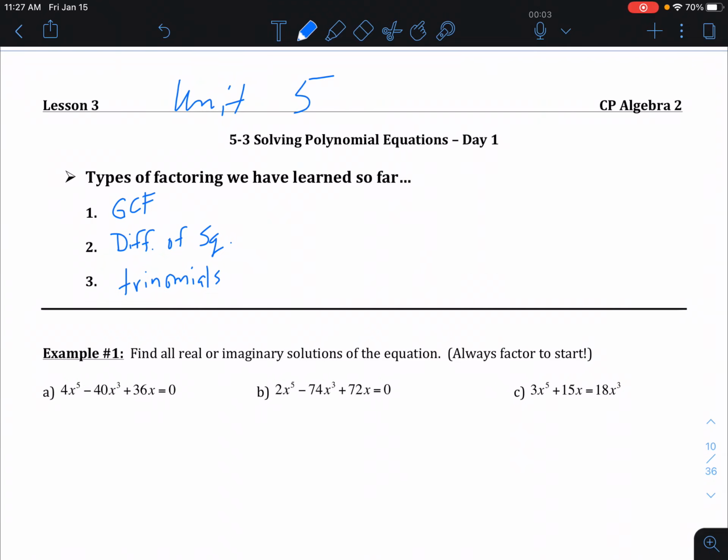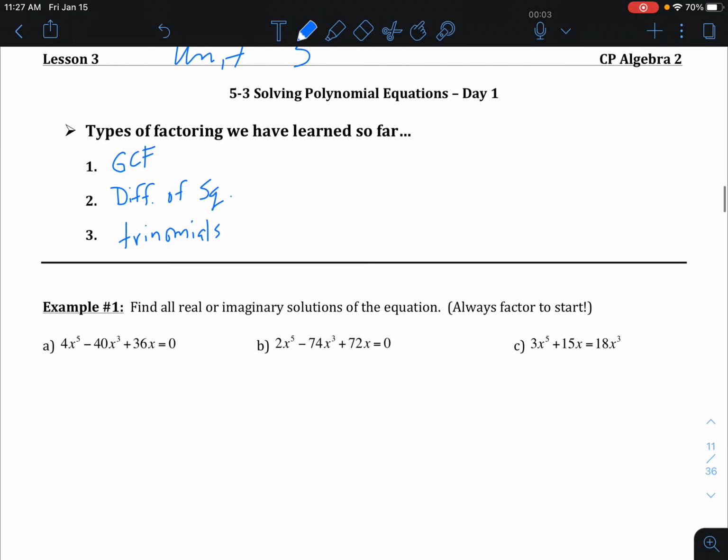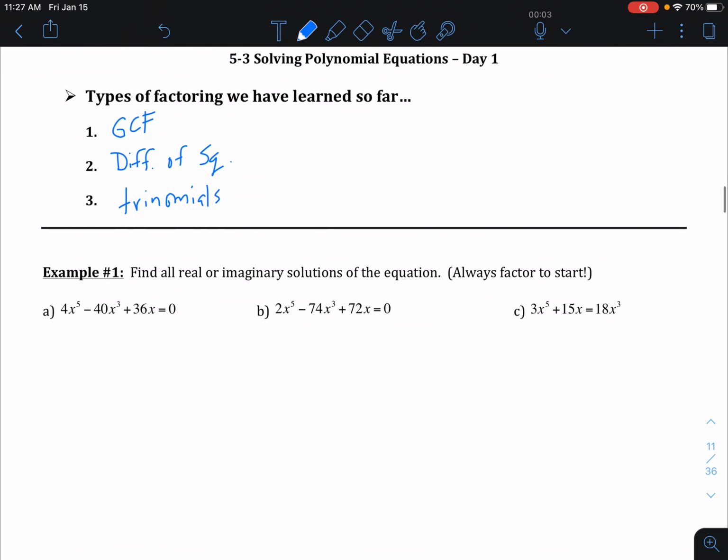Okay, guys, lesson 3 of Unit 5. We're going to do some solving equations again today. Let's recap the types of factoring we have learned so far. Greatest common factor, GCF. We have learned difference of squares.